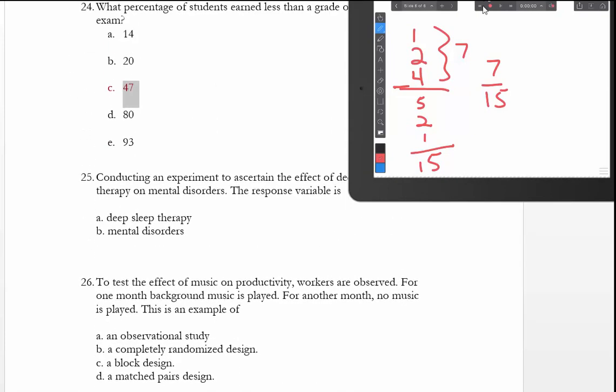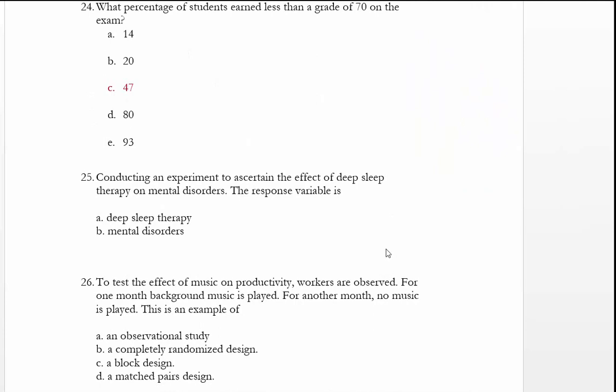Okay, so moving down here, go ahead and move this out of the way. Conducting an experiment to ascertain the effect of deep sleep on mental disorders. So we have an explanatory variable and a response variable. The response variable is the thing we're trying to predict or trying to find something out about, and the explanatory is what we're using to explain that. So in this case, deep sleep therapy would be the explanatory variable, and mental disorders would be the response variable. That's what we're trying to find out about.